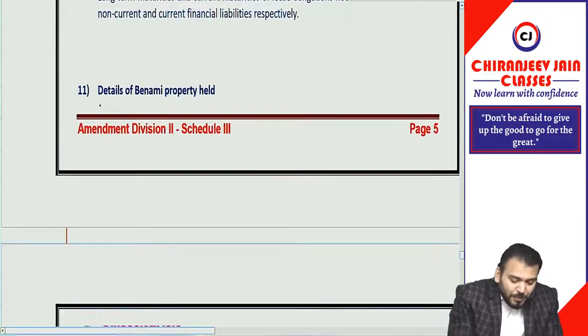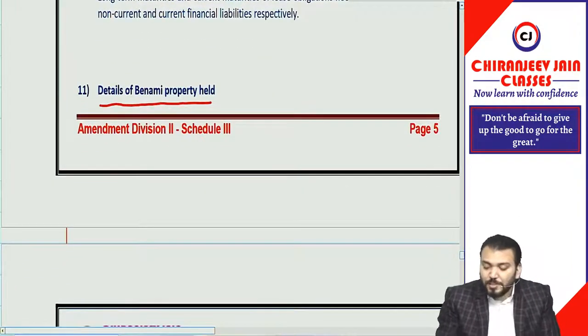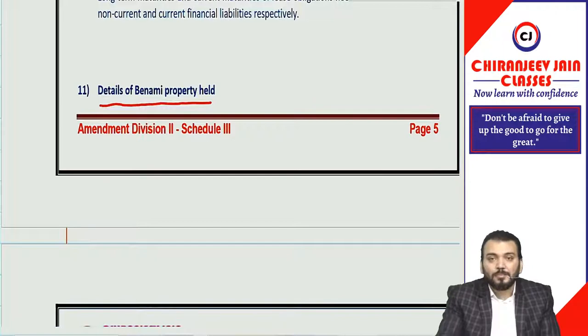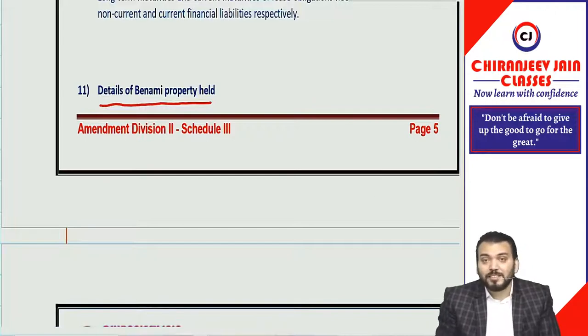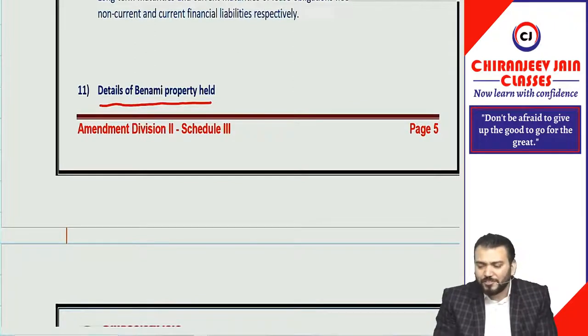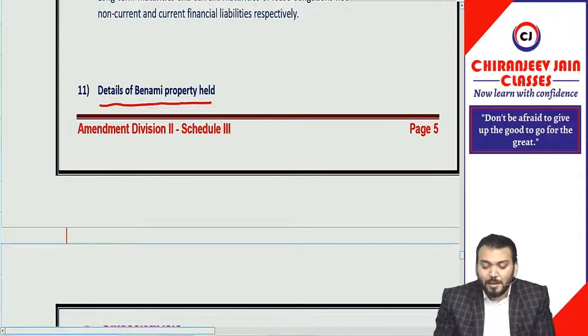Then details of Benami property held. Sir, what is the meaning of Benami property? Do you know about Benami property? Without any name. Suppose we purchase a property in the name of another party, not in our name. Normally we purchase some property, but not in our name. Correct? That is known as Benami property.